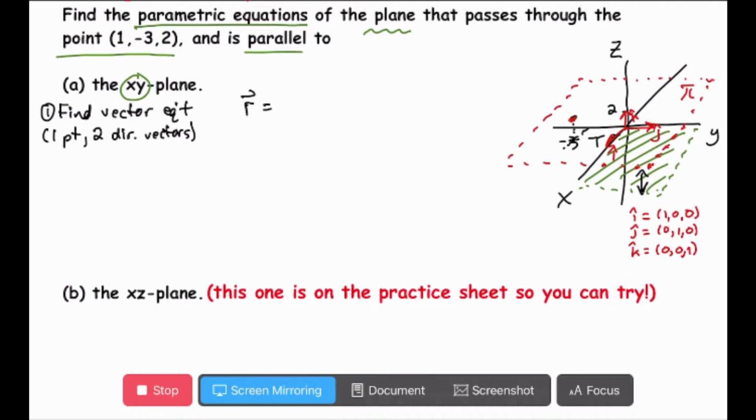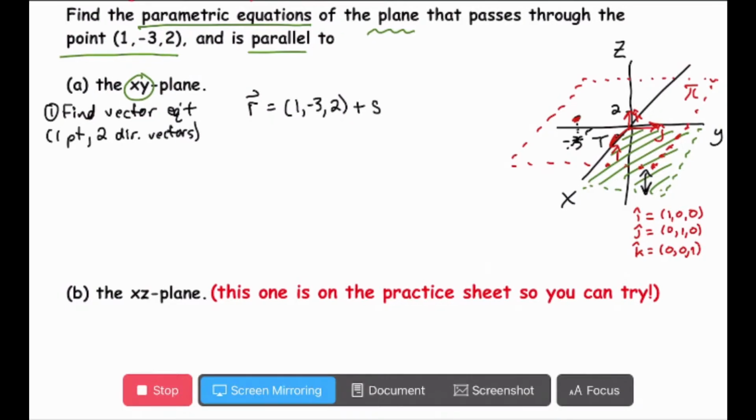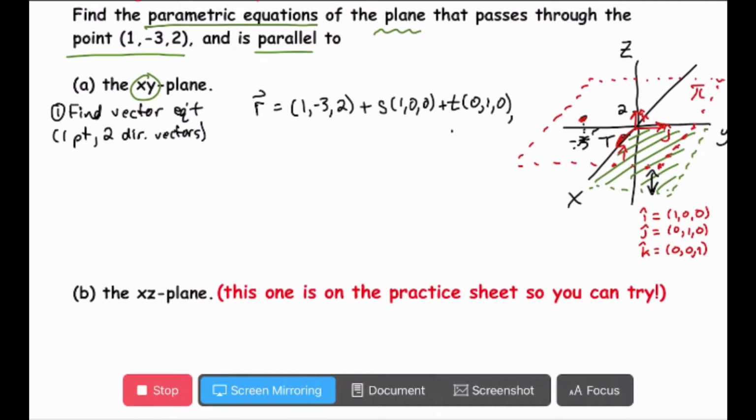The plane is defined in this vector equation. Position vector, or point on the plane, sorry, (1, -3, 2), plus, let's use s, times my first direction vector, which I'll use i, (1, 0, 0), plus t times my j, (0, 1, 0). And don't forget to define our parameters. s and t are elements of the real numbers. All right, looks pretty good to me so far.